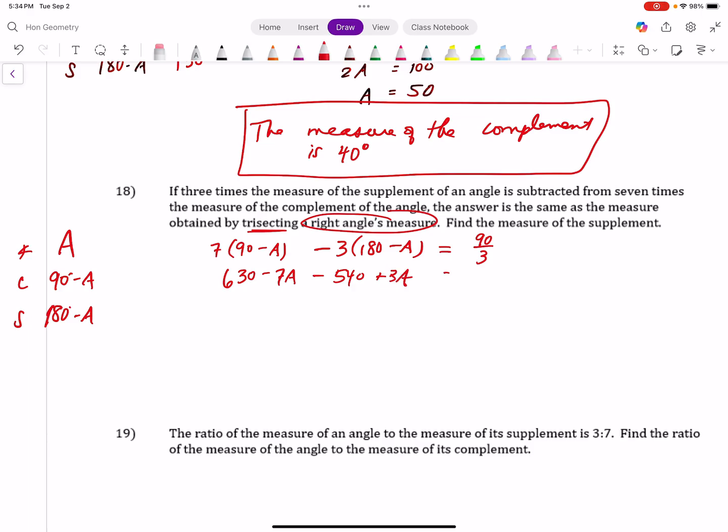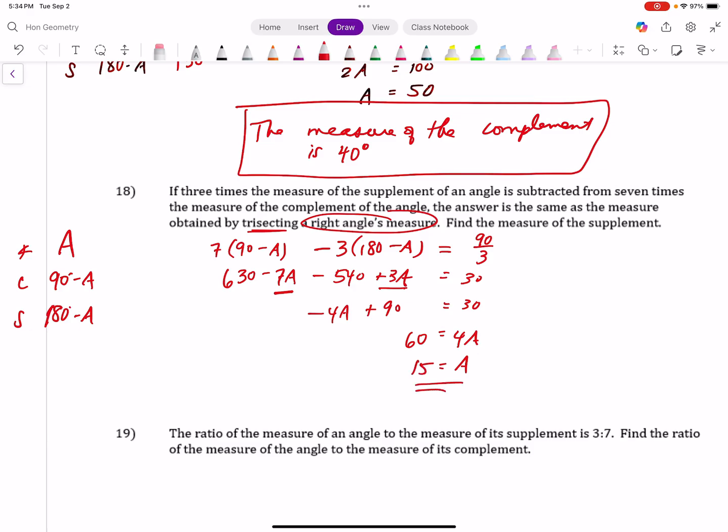Plus 3a is 30. Let's see, so put all these a's together: negative 7 plus 3, so it's negative 4a. 630 minus 40, that's 30 and 60 more. That's 90. So I'm going to bring my 4a over here, subtract 30 from both sides. So a's got to be half that, 30.